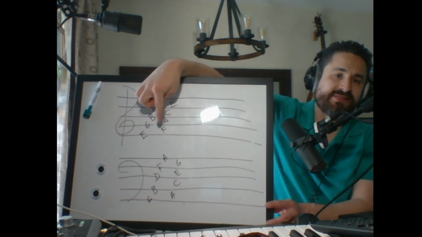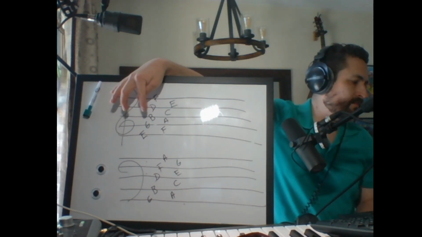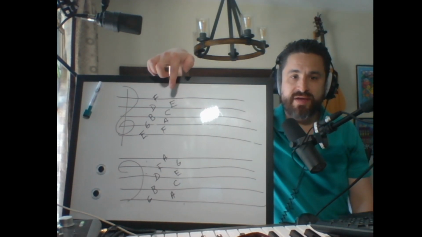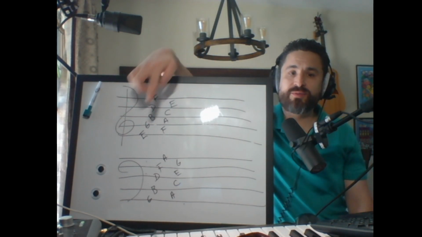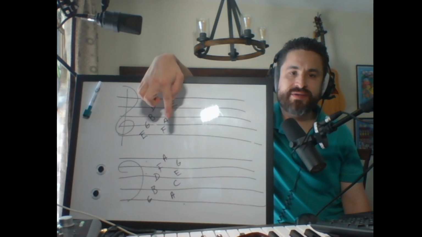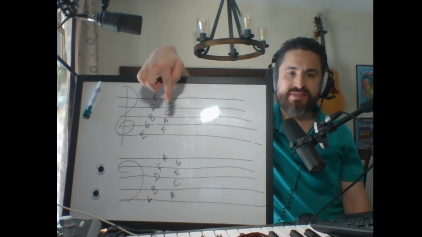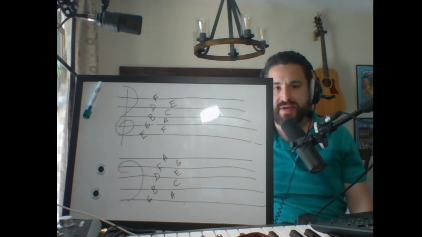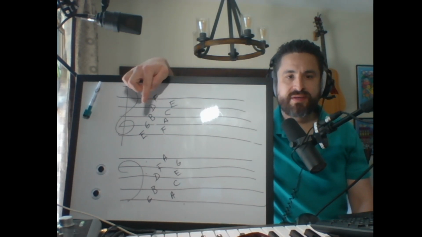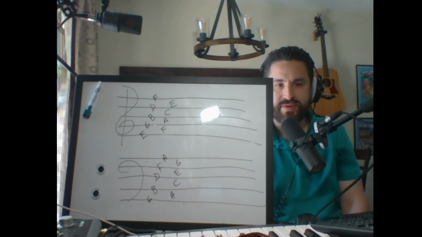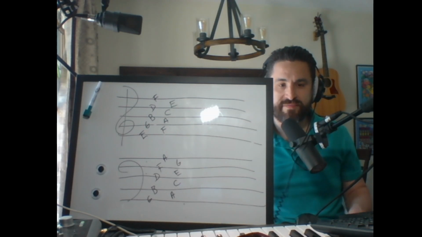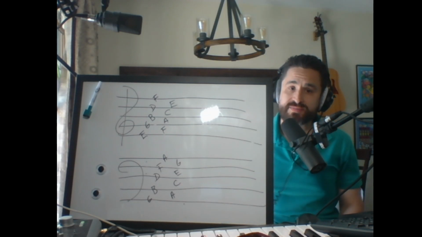Then our spaces are F, A, C, E, and that pertains to any note on these spaces here. So basically, if we have a note on a line, it's going to correspond with E, G, B, D, or F. If you have a note in a space, it's going to correspond with the other.